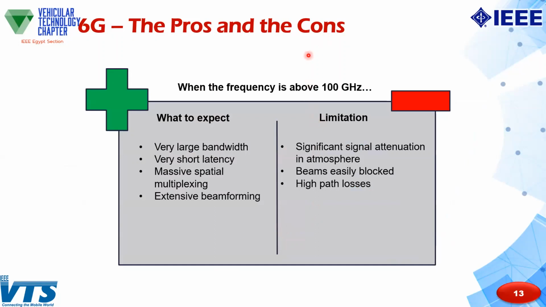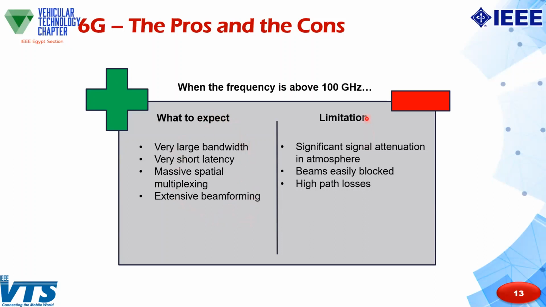Now the pros and cons, or the positives and negatives, of 6G for the above 100 gigahertz or sub-terahertz frequency. The positive items: large bandwidth, short latency, massive spatial multiplexing, extensive beamforming, because the beam is very, very short, so you can make any arrangement in your MIMO or massive MIMO array. You can produce whatever beamforming shape you need.